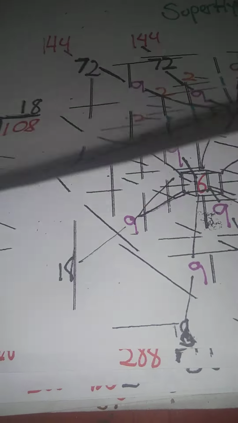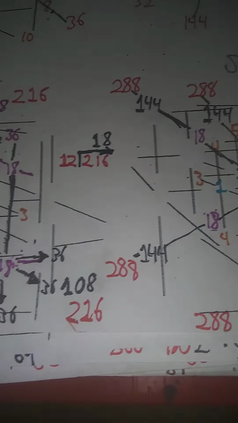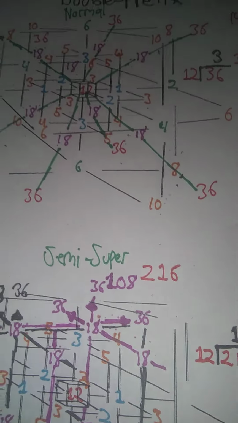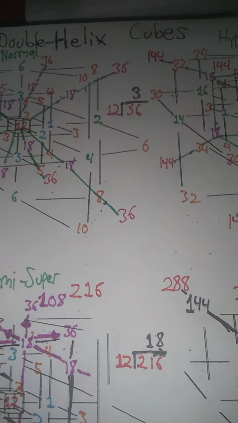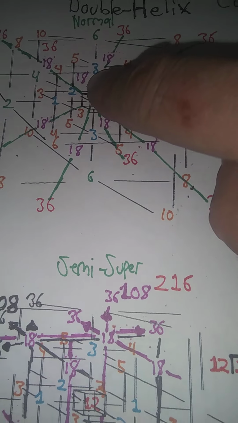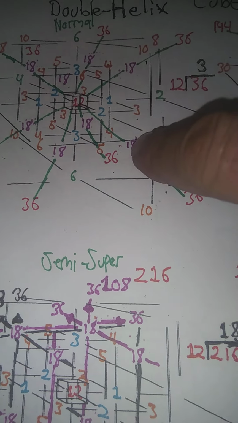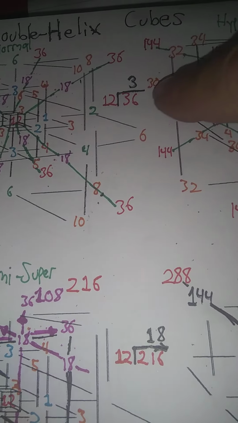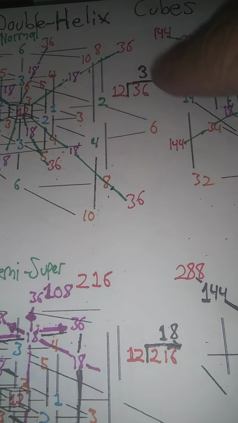And then you do the same. I did this with double-helix cubes, which also produce the same numbers at the inner layer, inner ghost numbers. And 12 goes into 36 3 times.